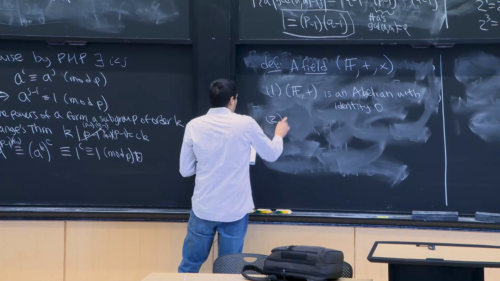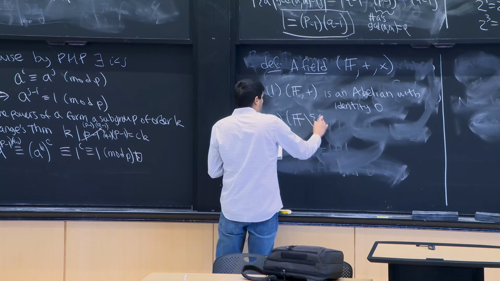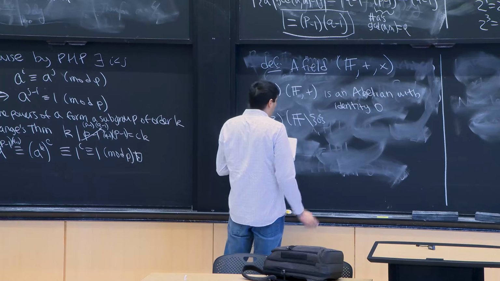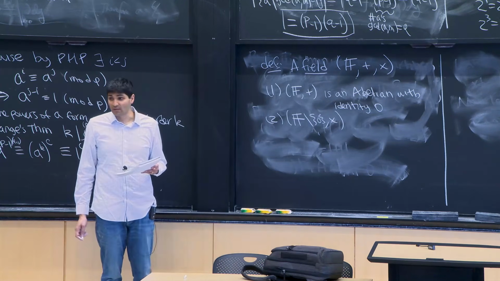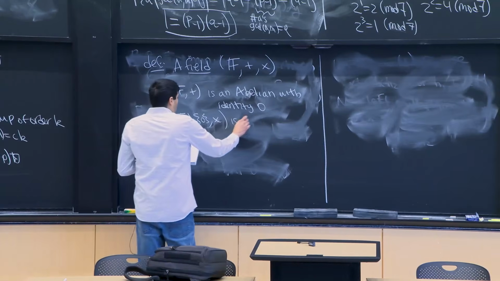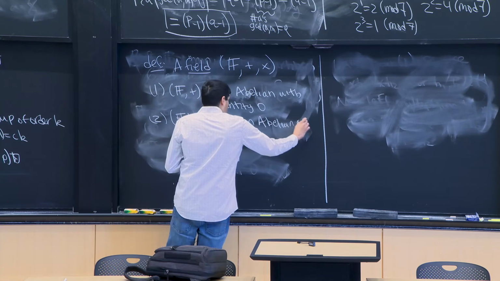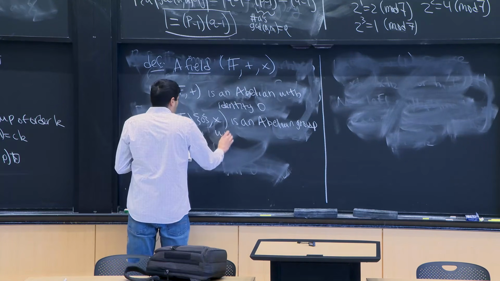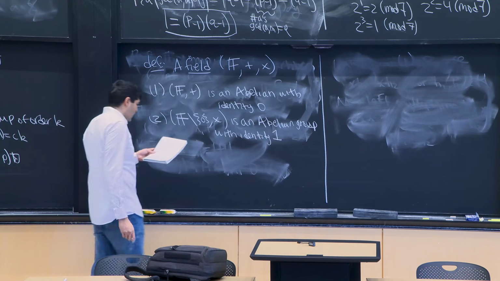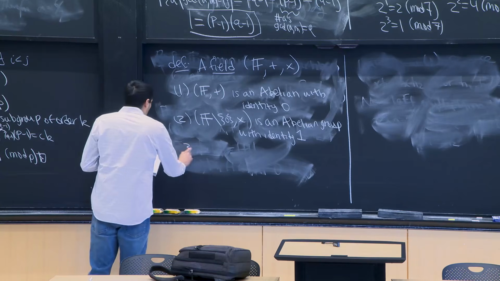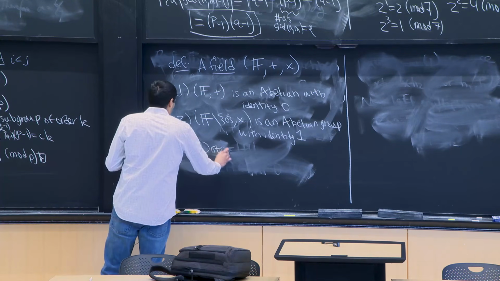We're going to need that multiplication is also a group. We need that F minus 0, when we remove out the element that's the identity for addition, we need that the binary operation on whatever remains is a group. We need that it's an abelian group. And it'll have identity 1, some special element. And the very last property that we need is that it satisfies the distributive property.